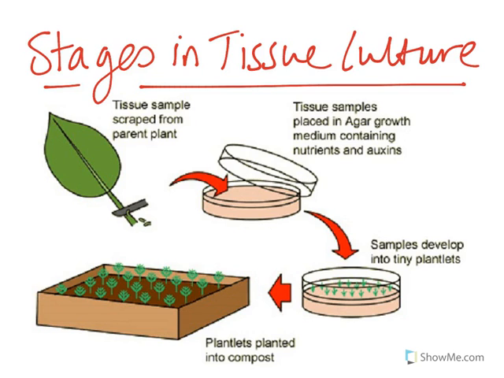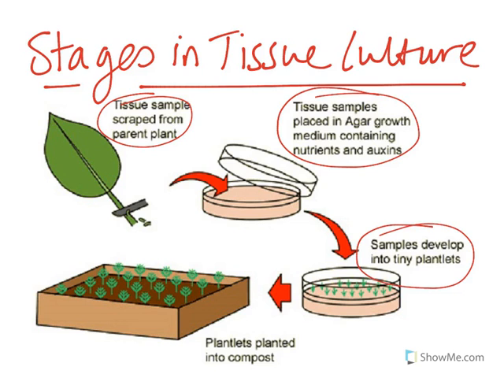If we have a look at the stages in tissue culture, first of all you take your samples from the parent plant and you grow them in a nutrient solution called agar, where the cells reproduce. You then take the tiny little clumps of cells and they develop into tiny plants, and then finally you just take those tiny little plants and grow them naturally in compost, and they grow normally.